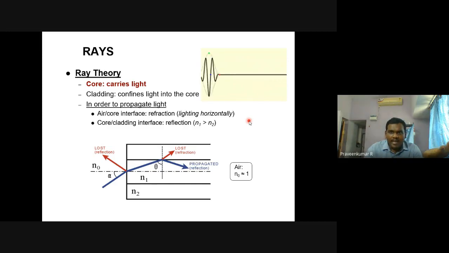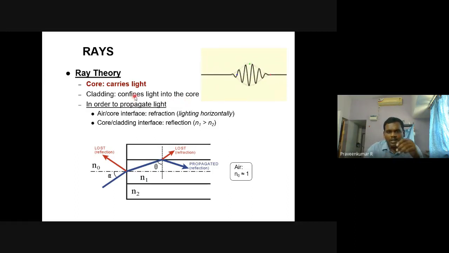So already we have discussed what is single mode and multimode. Before going to the next one, we have to know what is the phase velocity and group velocity of the signal. And I already told that the core carries the information in terms of light, and the cladding is used to confine light into the core.